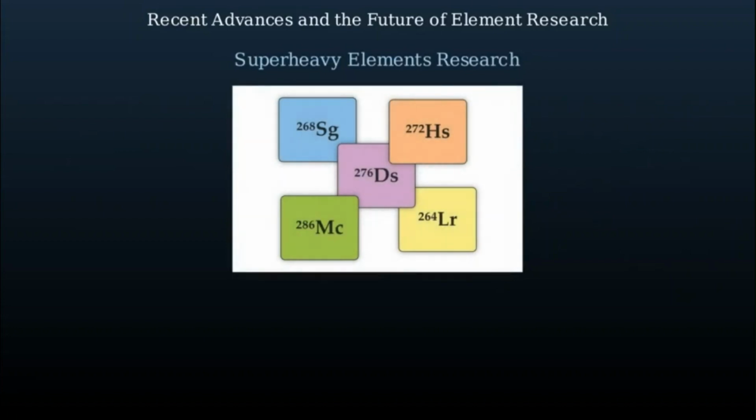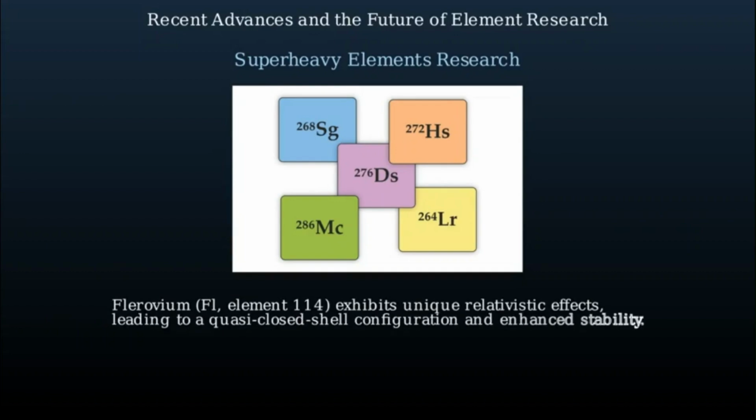Superheavy elements research is pushing the boundaries of the periodic table. Scientists are working to synthesize elements with atomic numbers up to 122. Flerovium, element 114, shows interesting relativistic effects that enhance its stability through a quasi-closed shell configuration.